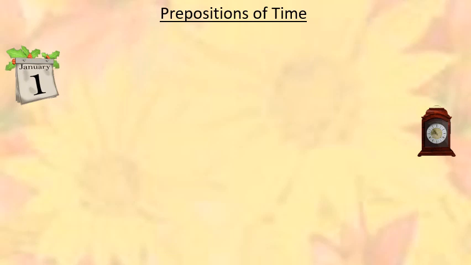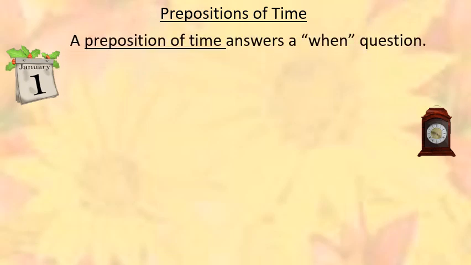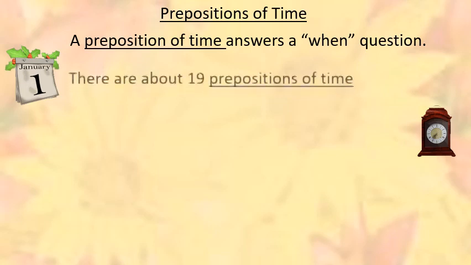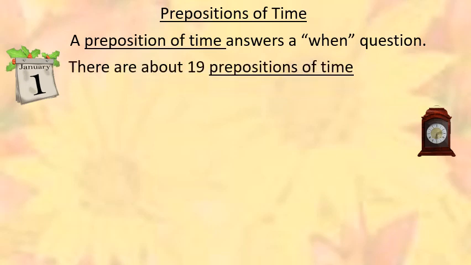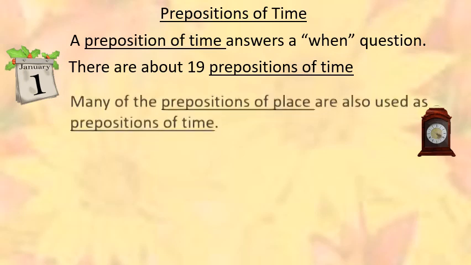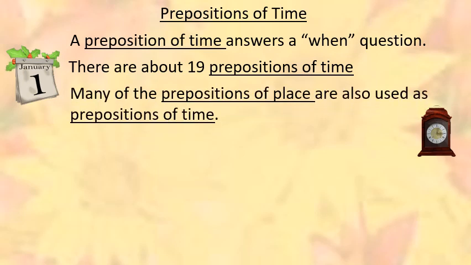Prepositions of time. A preposition of time answers a when question. There are about 19 prepositions of time. Many of the prepositions of place are also used as prepositions of time. For example, at is a preposition of place, but it is also a preposition of time.